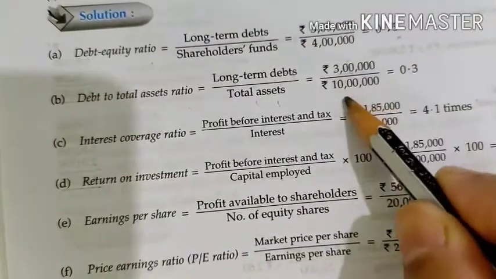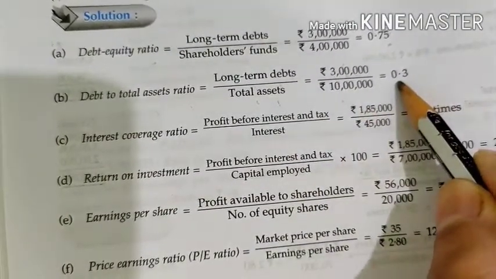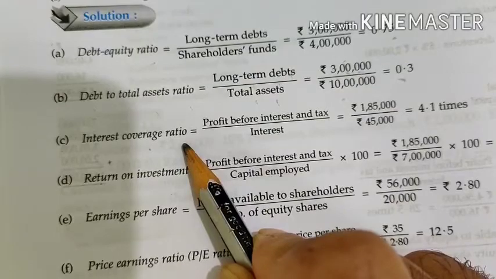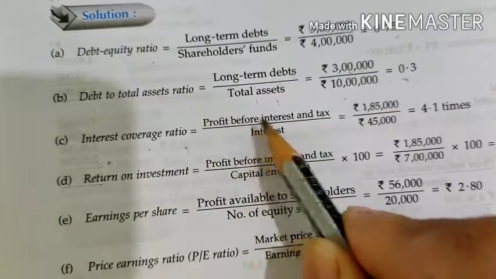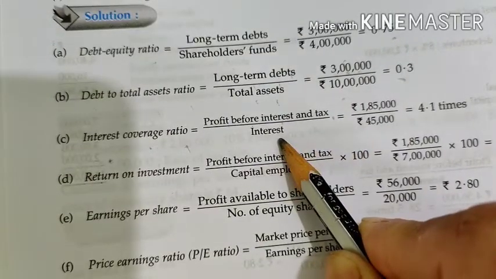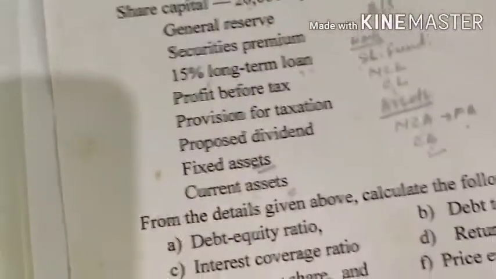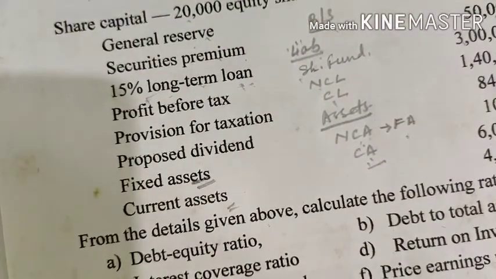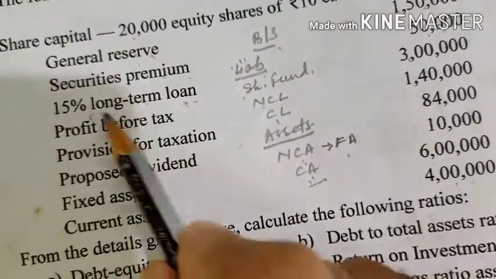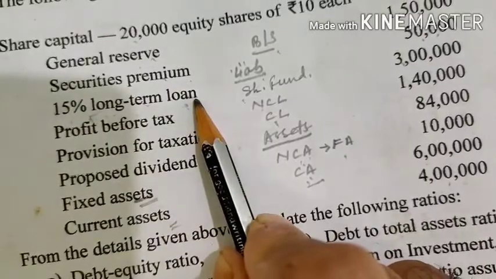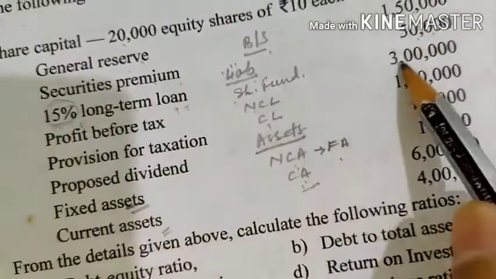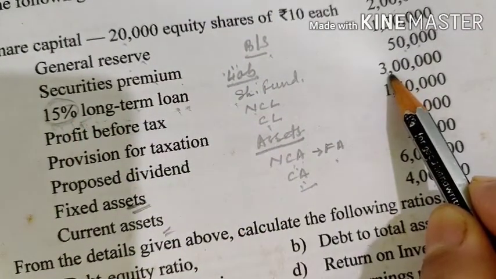3 lakhs divided by 10 lakhs will give you 0.3. Interest coverage ratio. For this you need to find profit before interest and tax divided by the interest. Now interest, how do we calculate interest? Interest is paid on borrowings. So here you have only one borrowing, that is 15% long-term loan. 15% is the rate of interest. So the total interest will be 15% of 3 lakhs, that is 45,000.